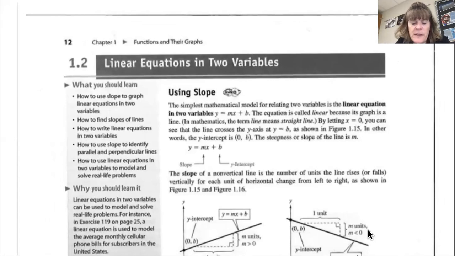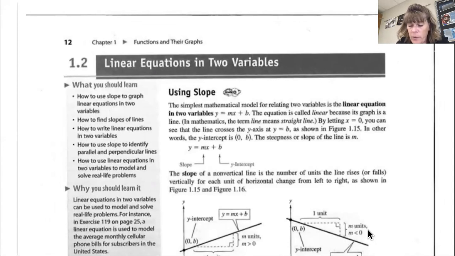Okay, welcome to chapter 1, section 2, linear equations in two variables. A lot of this is going to be review. There may be some new stuff, but for the most part, it's just going to be a review of stuff that you already know how to do with linear equations.